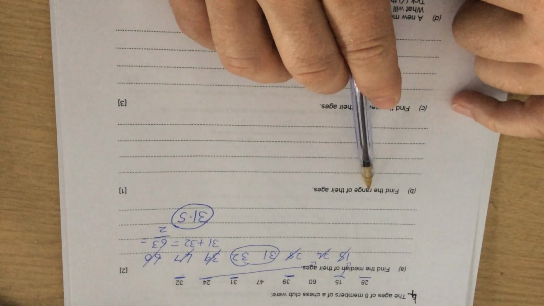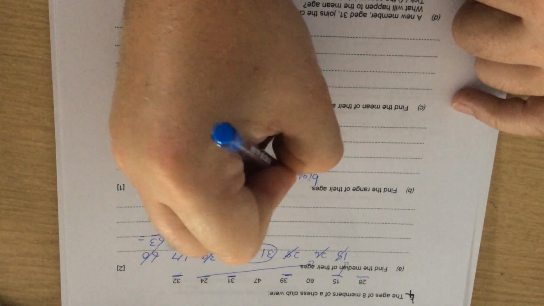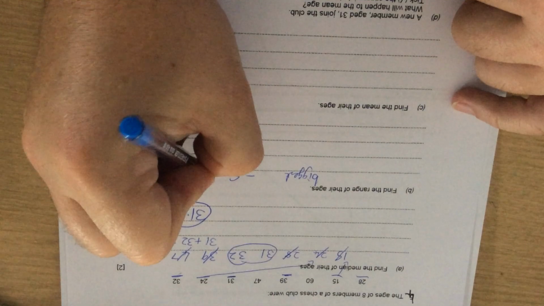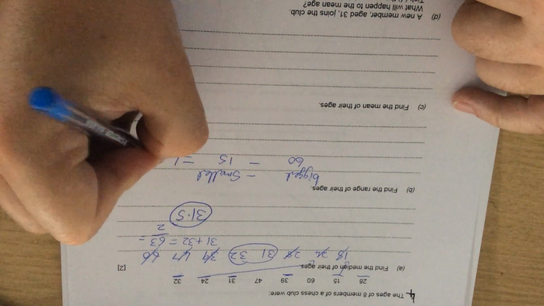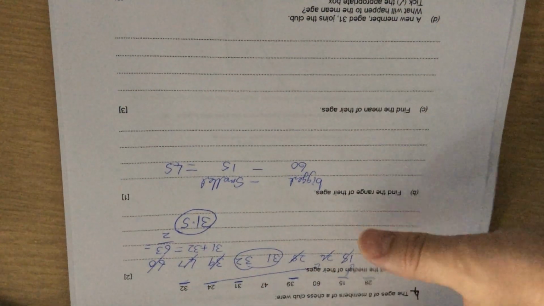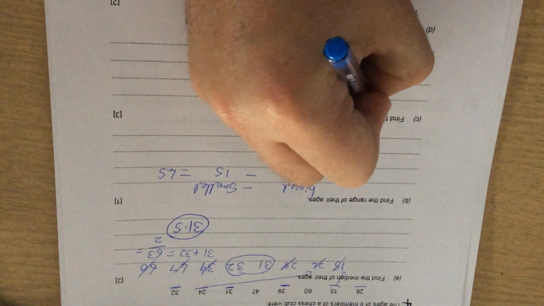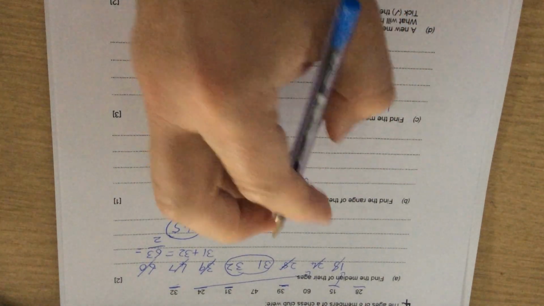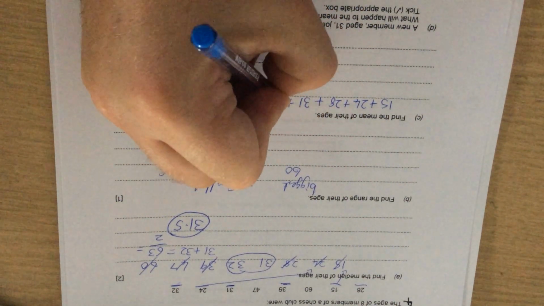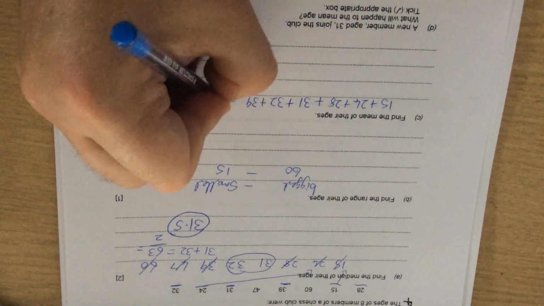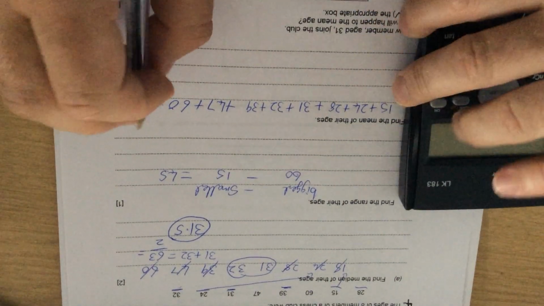Right, the range is the biggest take away smallest. So it's the biggest take away smallest, which becomes 60, take away 15, which is 45. And to find the mean, you add them all up and divide by how many they are. So I'll be doing 15, add 24, I'm going to use my list in order, add 28, add 31, add 32, add 39, add 47, add 60. So this will find the total.